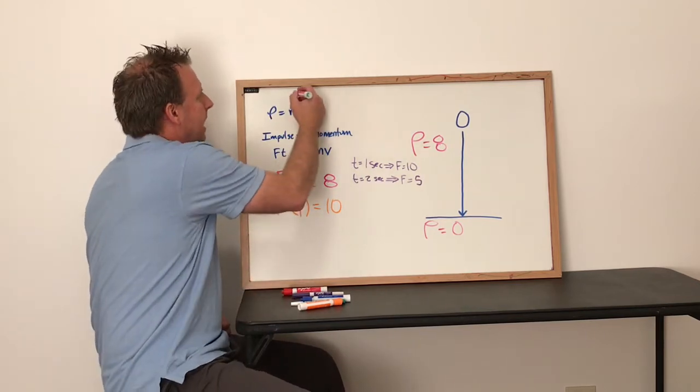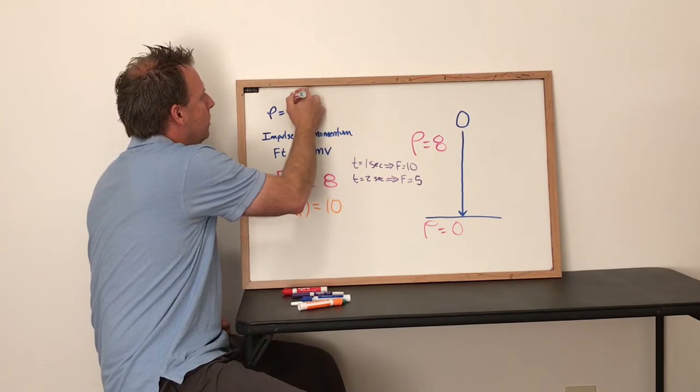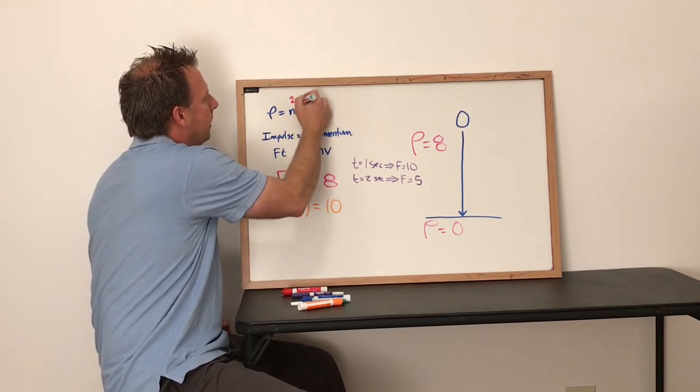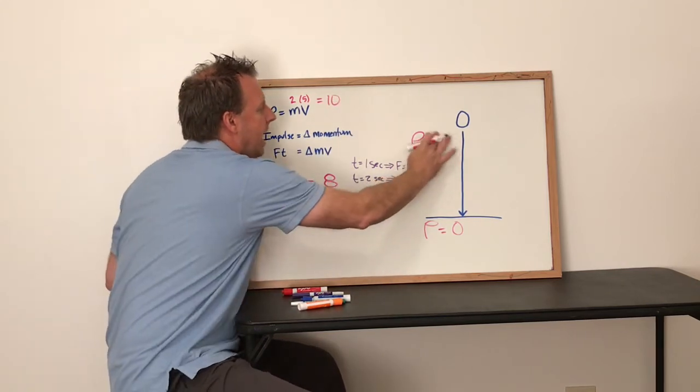So let's say that the egg has a mass of, let's keep the numbers again really easy, let's say 2, and its velocity is 5, then that's kind of how we came up with maybe that 10, right?